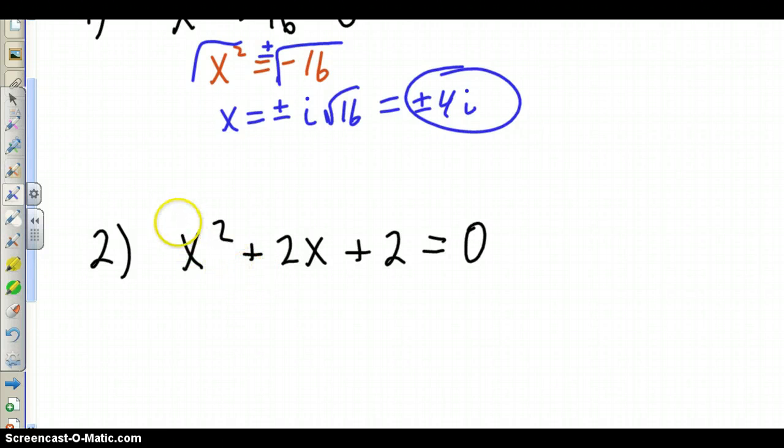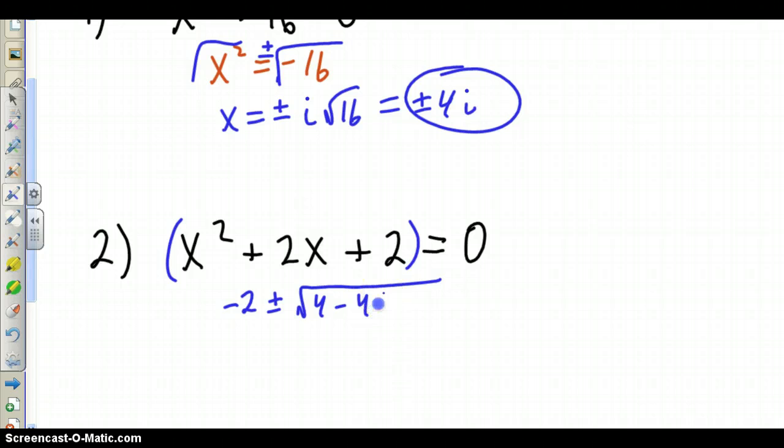So I might try to factor this first. However, factors 2 that add to 2, I can't think of any. I don't think that's going to factor. So you want to use the quadratic formula. That's our backup plan. So we'll go negative b, negative 2, plus or minus square root of b squared, which is 4 minus 4 times a times c, all over 2 times a.